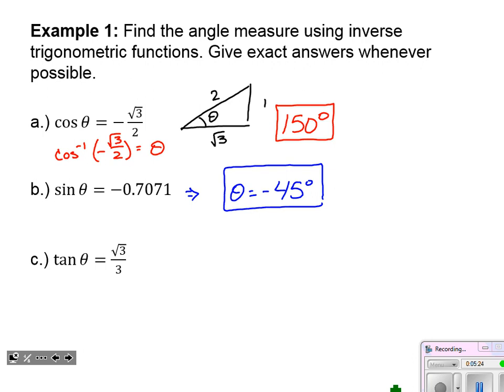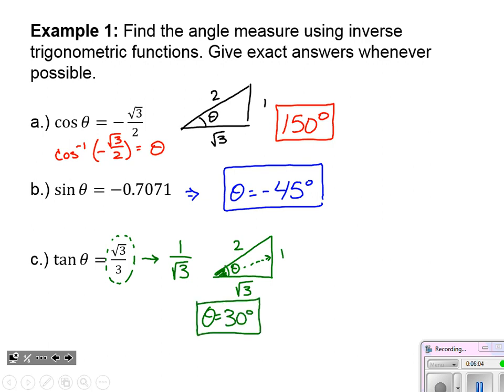And lastly, letter C, tangent theta. Wow, this looks suspicious. Root 3 over 3, after doing all of that rationalizing the denominator work, this looks like a 1 over root 3 to me. And I'm seeing 1s and root 3s. I'm thinking that if I had some special right triangle, this certainly looks like a 30, 60, 90. I've got an opposite of 1, an adjacent of root 3. I would expect that hypotenuse to be 2. And if this angle's opening up to the shorter leg, that has to be 30 degrees.